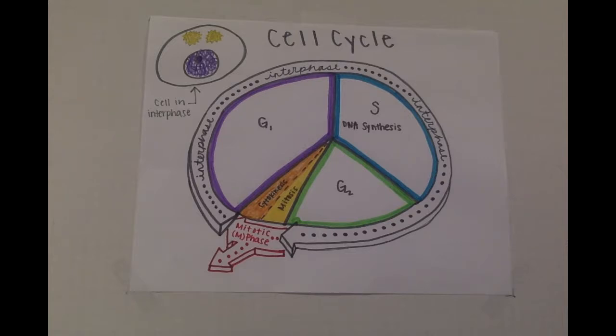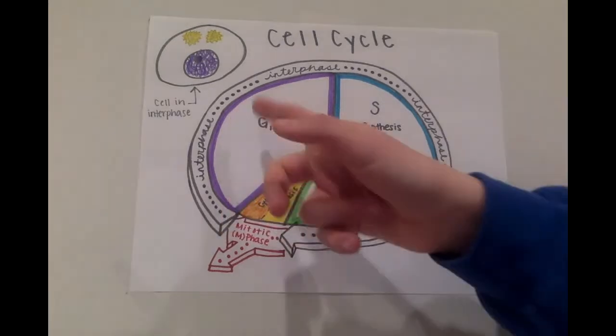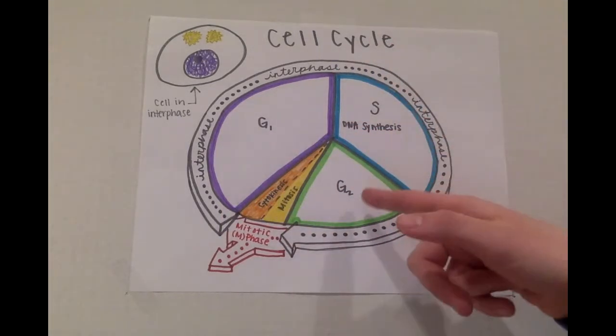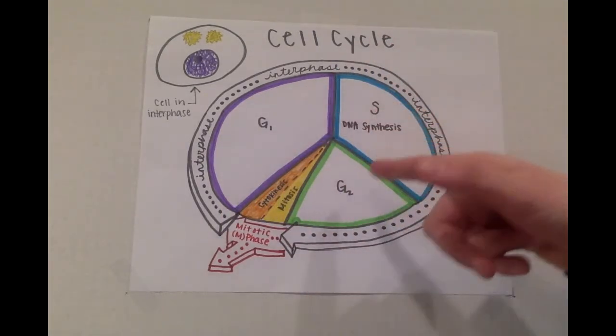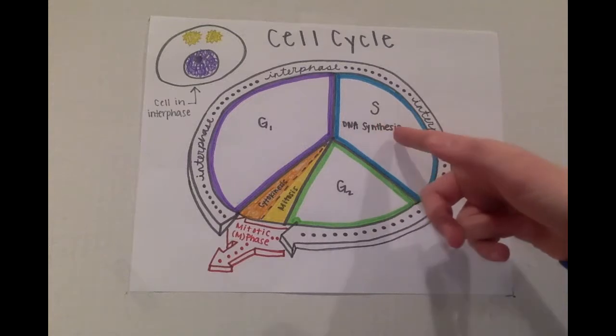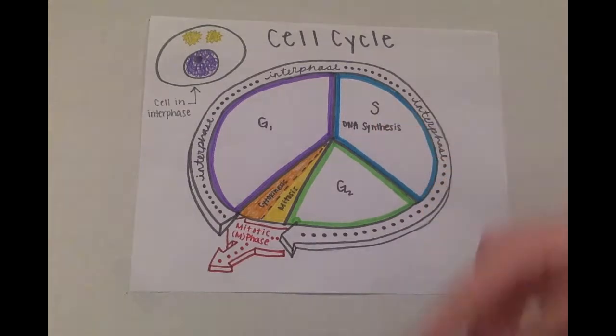This is a cell cycle. Although a lot is said and talked about mitosis, the cell actually spends over 90% of its time in the interphase, which is the G1, the S, and the G2, where the cell grows, and then more specifically in the S phase, where the chromosomes are duplicated and it also grows.